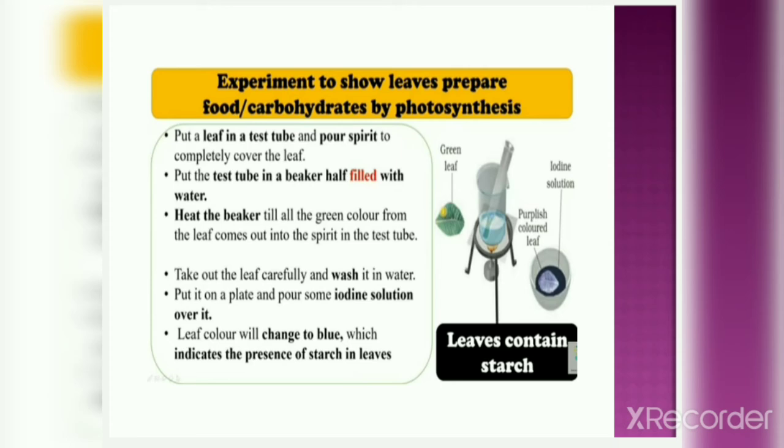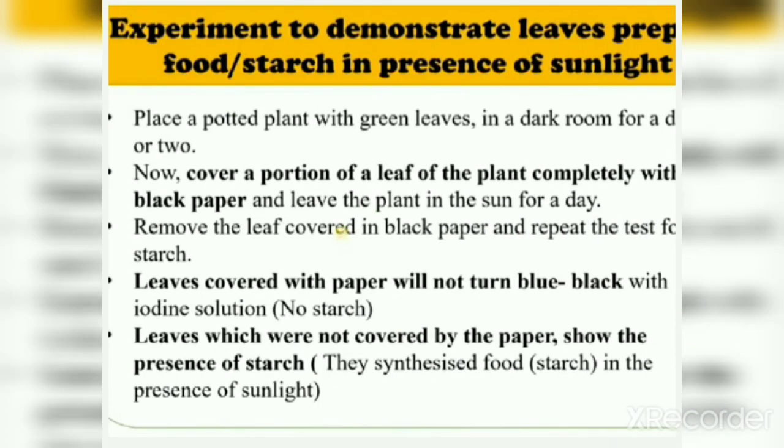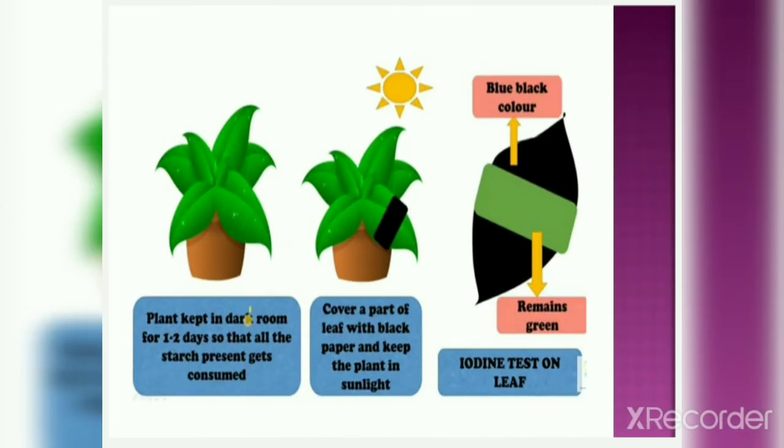Now we will also prove that leaves carry out photosynthesis, because this experiment proves that leaves contain starch, but this doesn't prove that the starch was prepared by leaves only, right? So now we will try to prove that it is the leaves that perform photosynthesis or prepare carbohydrates. For this, you have to take a plant and keep it in a dark room for 1 or 2 days, so that all the starch present in it gets consumed.